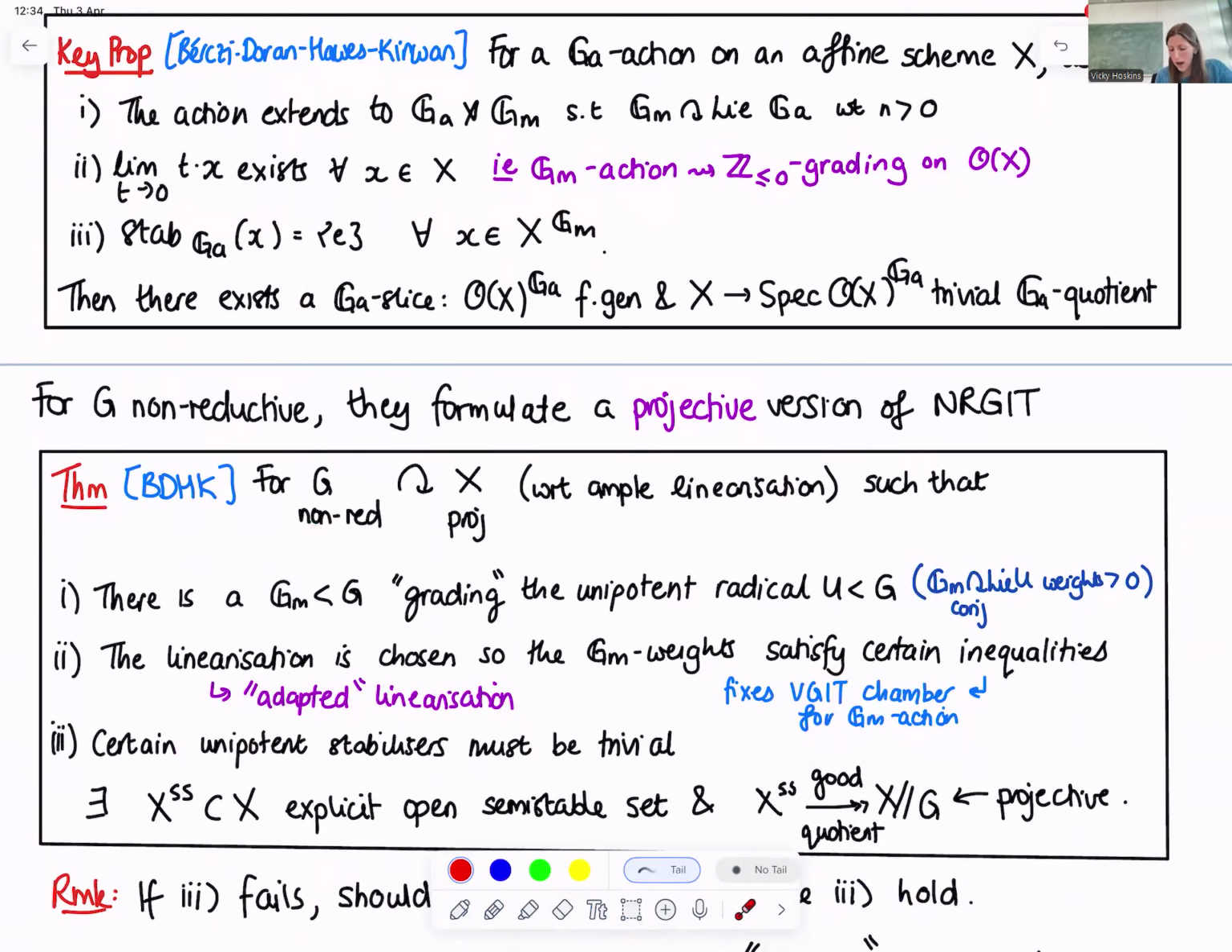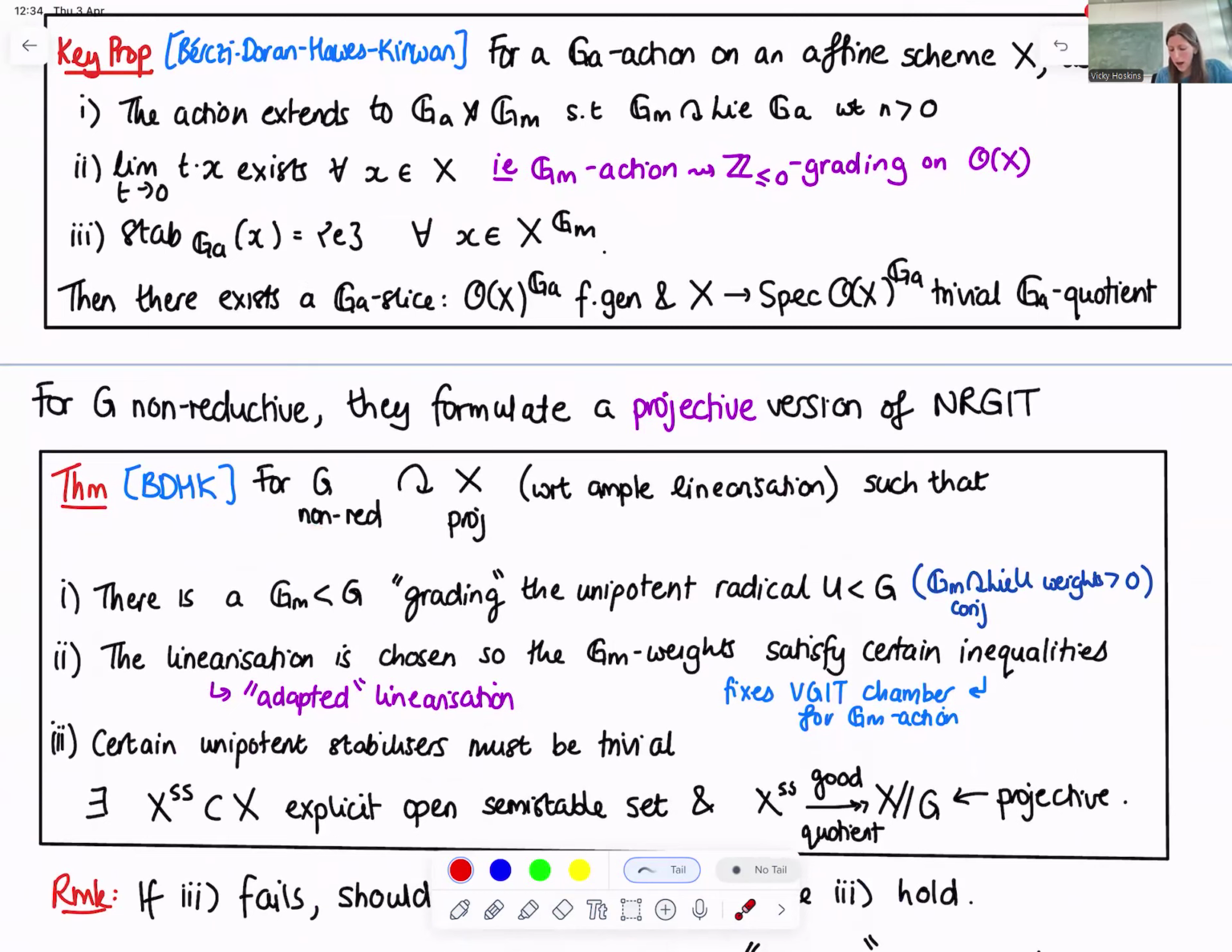acting on a projective variety with respect to an ample linearization, such that there's a G_m inside G, which is grading the unipotent radical. So again, what does this mean? This means that if you look at the G_m action by conjugation on the unipotent radical, then its weights are always positive. And secondly, you have to assume something about the weights of the G_m action with respect to this linearization. I'm not going to say precisely what this is, but you're basically fixing a variation of GIT chamber for the G_m action. And then certain unipotent stabilizers must be trivial. This corresponds to this third condition here as well.